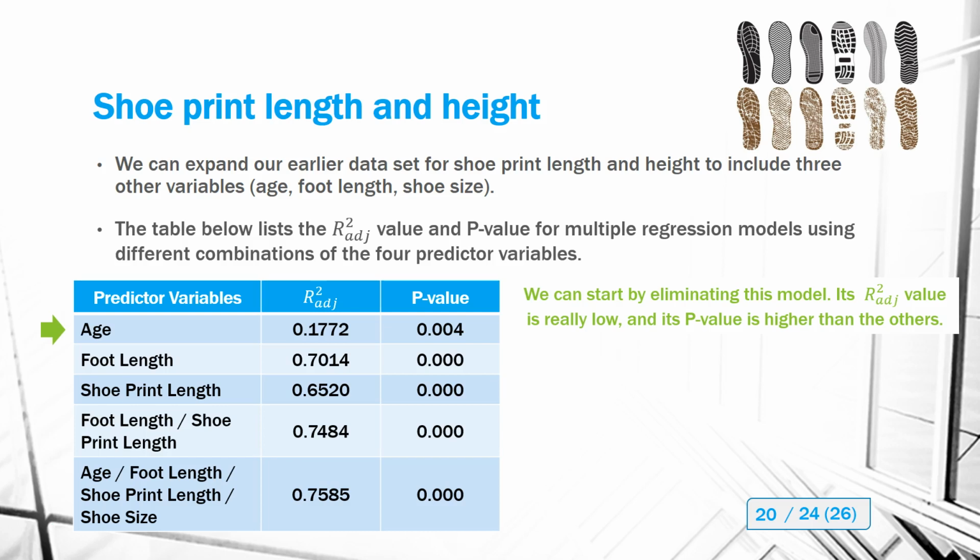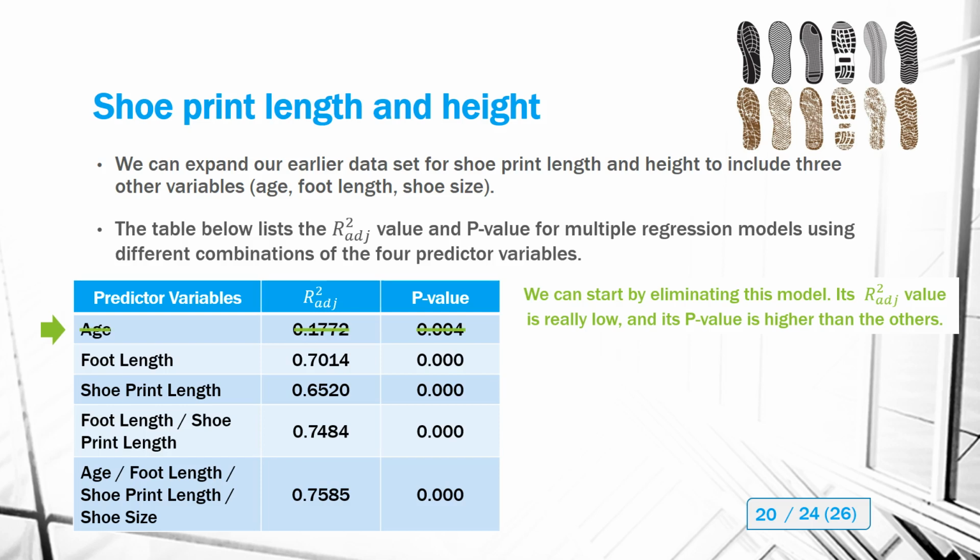We want adjusted R-squared values to be as close to 1 as we can get. This looks like it's close to 0. So that right there says we're going to eliminate it. But look at the p-value. The p-value is also the highest p-value in the list. In fact, it's the only non-zero p-value in the list. So it's got these 2 strikes against it. We can go ahead and just eliminate this model.